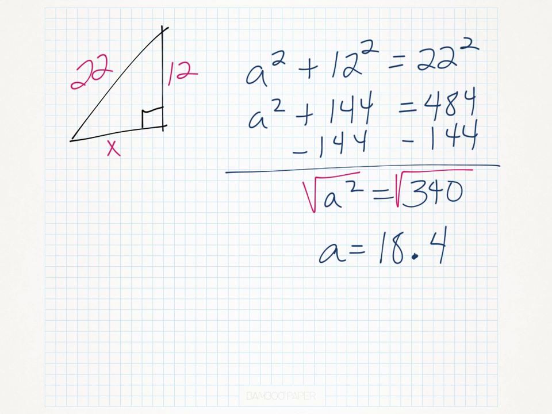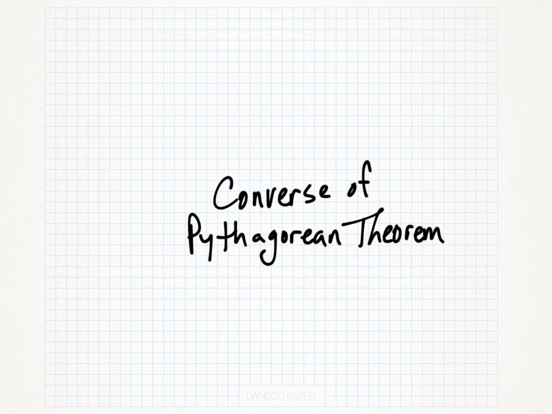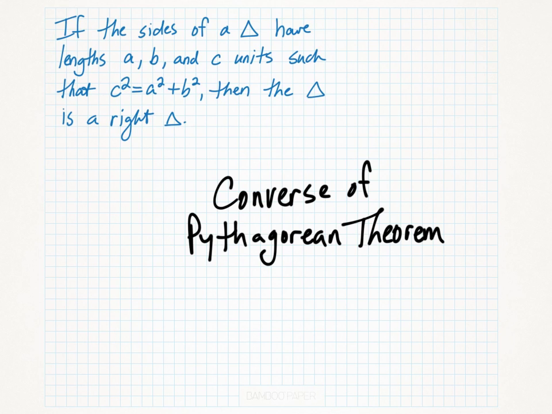Now let's look at a rule that is related to the Pythagorean theorem, and of course you can see it's called the converse of Pythagorean theorem. It simply states if the sides of a triangle have lengths a, b, and c units such that c squared equals a squared plus b squared, then the triangle is a right triangle. More simply put, if we have two legs and a hypotenuse, we throw those numbers into our Pythagorean theorem and they equal each other, then it's a right triangle.